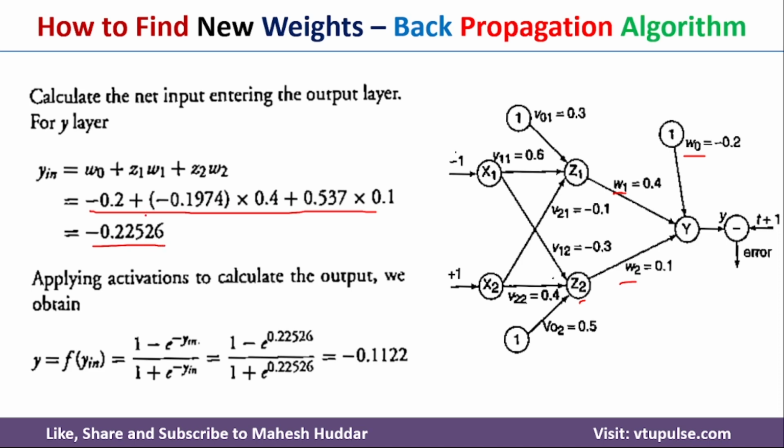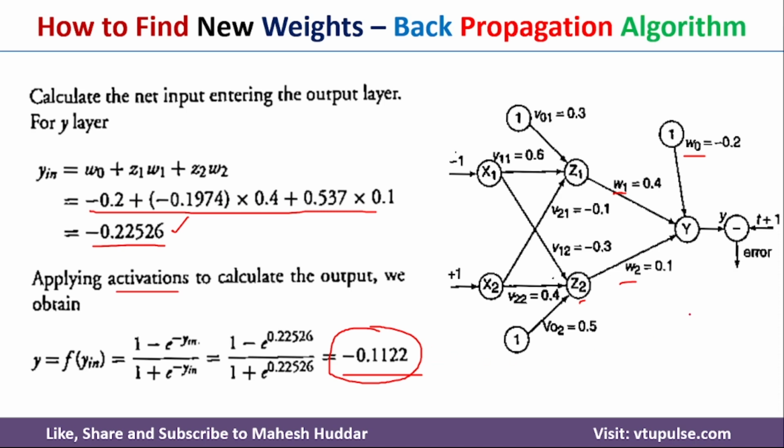Once you calculate the net input, again we need to apply the activation function. Y, that is the output, is equivalent to f of Y in, which is equivalent to (1 minus e raised to minus Y in) divided by (1 plus e raised to minus Y in). The same value we need to put here. Once you solve it, you will get minus 0.1122 as the output. So the final output is minus 0.1122.